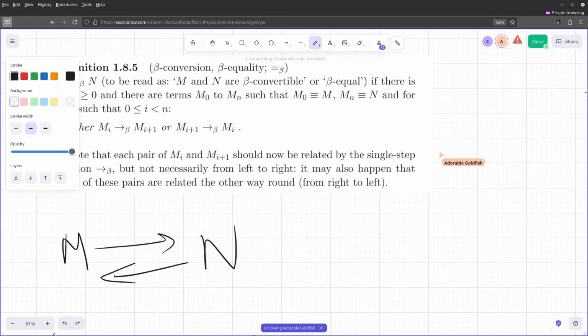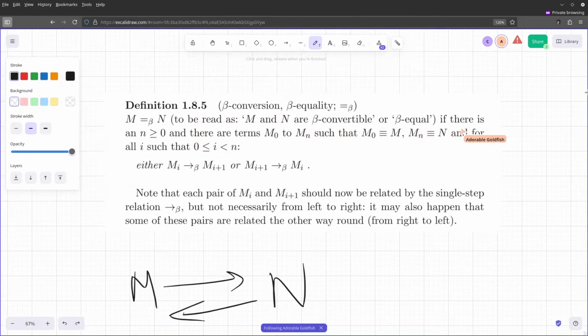So if you look at this, it says that m is beta equal to n if there is an n greater than or equal to 0, and there are terms, yada yada yada, such that either mi beta reduces to mi plus 1, or mi plus 1 beta reduces to mi, right? Yeah, so there's the backward thing. Yes. So there's either or. It's not like you need both. Okay, I got you. It's just that our special example had both. Yeah. So it says each pair of mi and mi plus 1 be related by the single step relation, but not necessarily from left to right. It may also happen that some of these pairs are related the other way around. So the direction does not matter. You just need a chain.